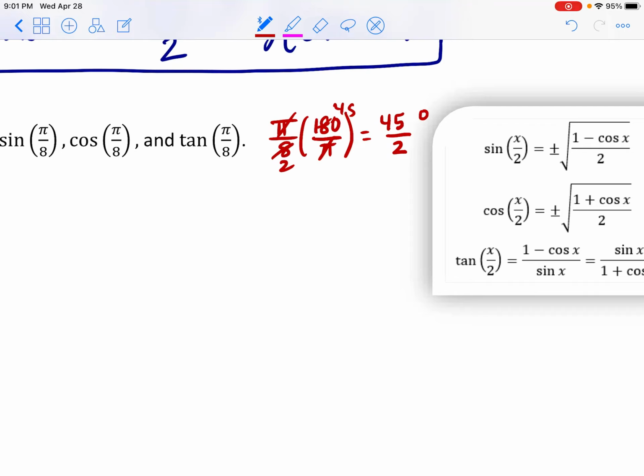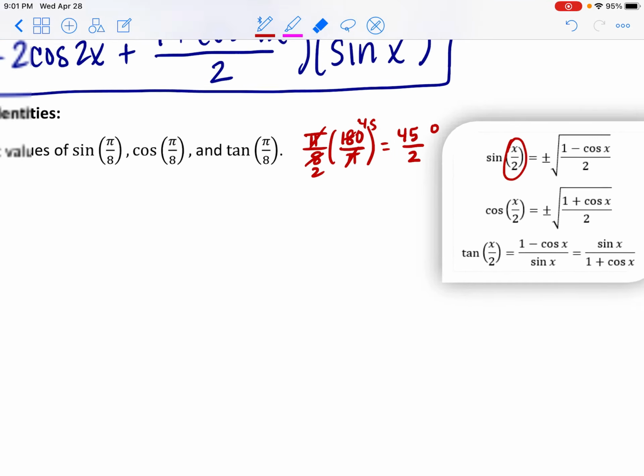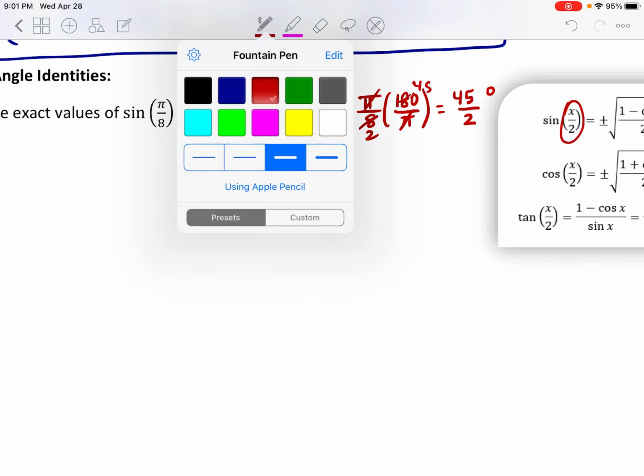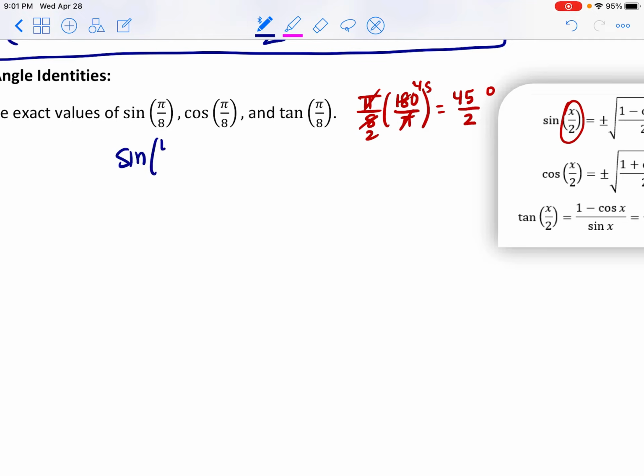22.5 degrees, but I wouldn't even make that a decimal because what we want here is something that's in the form of being divided by 2. So this is perfect. 45 over 2 is perfect. It's like I set this up or something for the notes. So I'm really looking to evaluate the sine of 45 over 2 degrees and the cosine of 45 over 2 degrees and the tangent of 45 over 2 degrees.